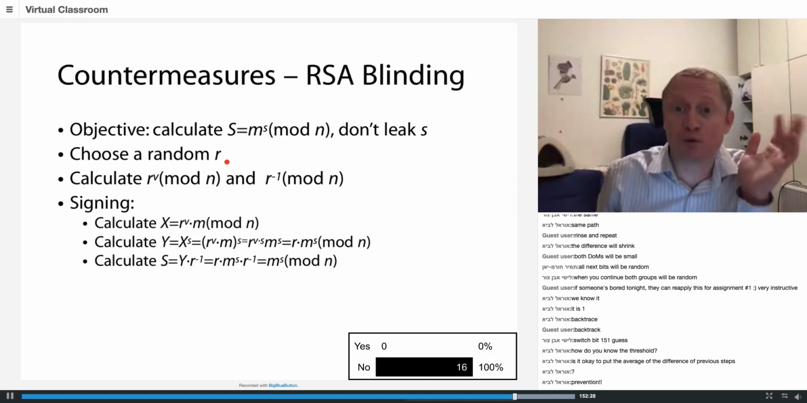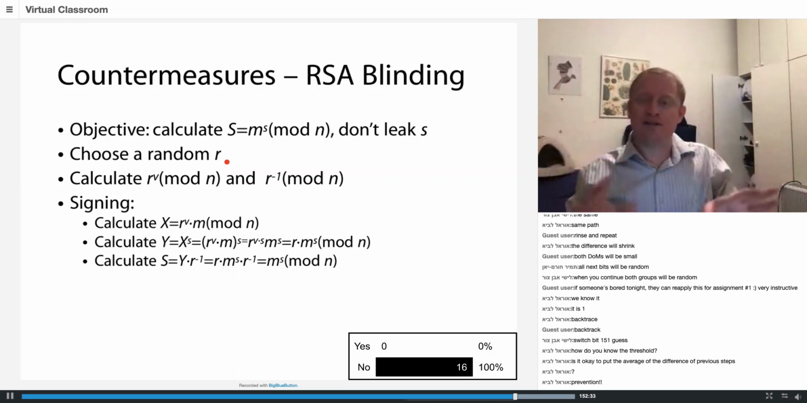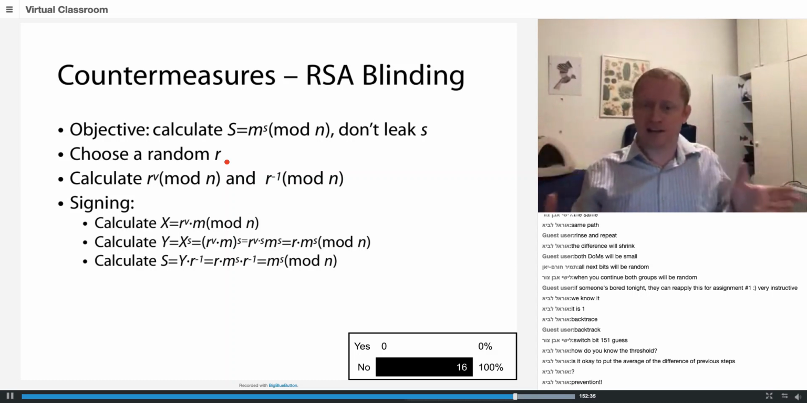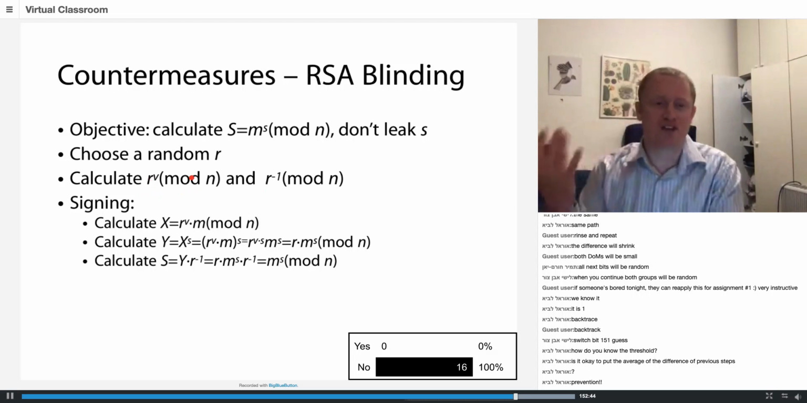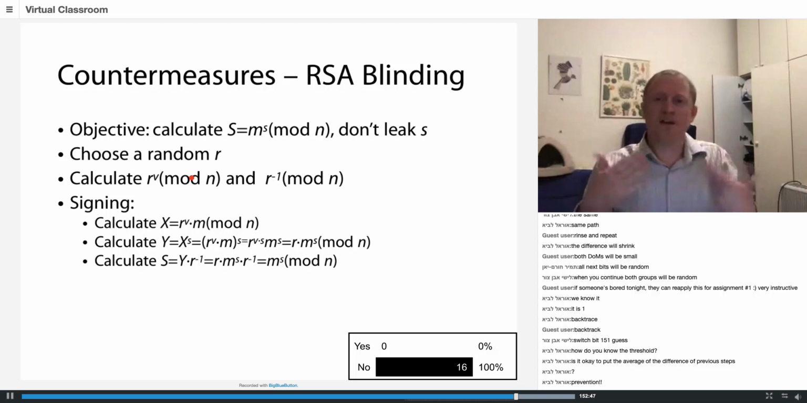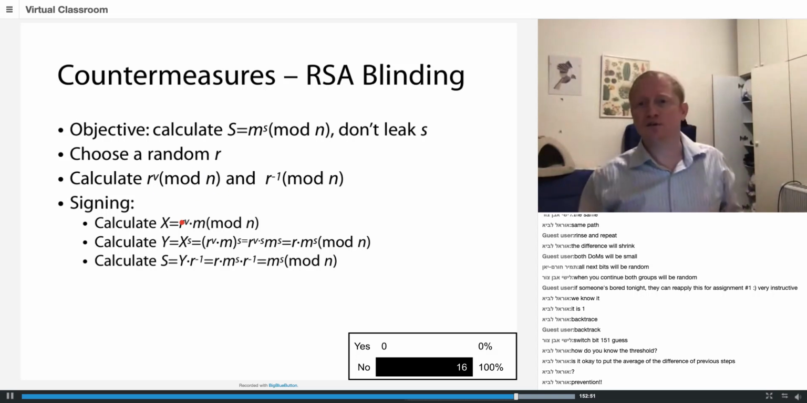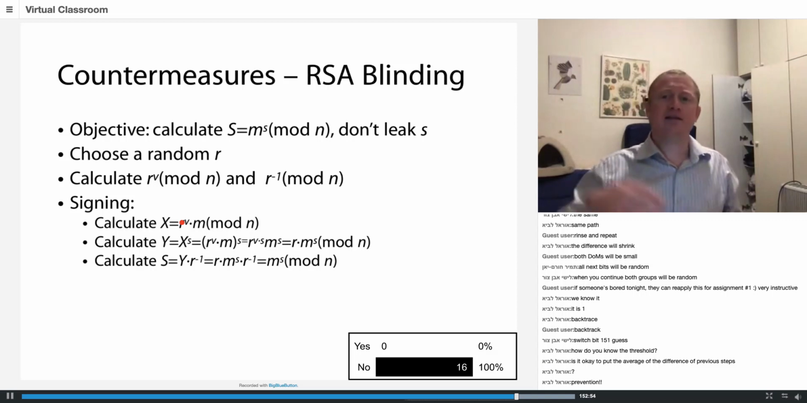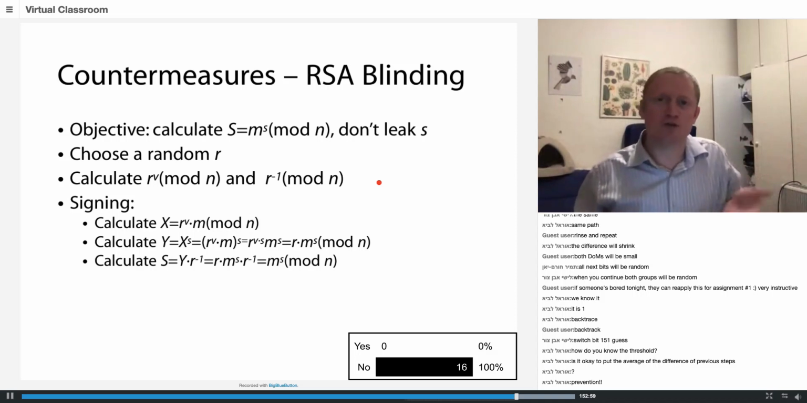So if you do it once in a while, you can get a random R. And now, before you get the message to sign, you calculate R to the power of V modulo N, and the inverse of R modulo N. V is the verification key, the public key. So calculating R to the power of V doesn't use the secret key, and neither does inverting. Anyway, you don't have to do it while you're being measured. You can do it in the background a long time.